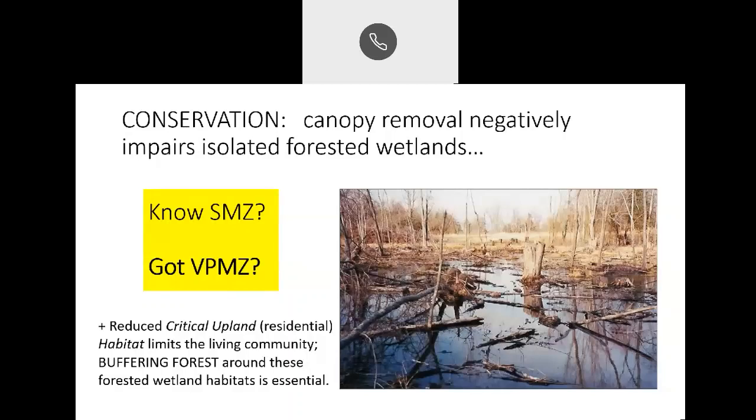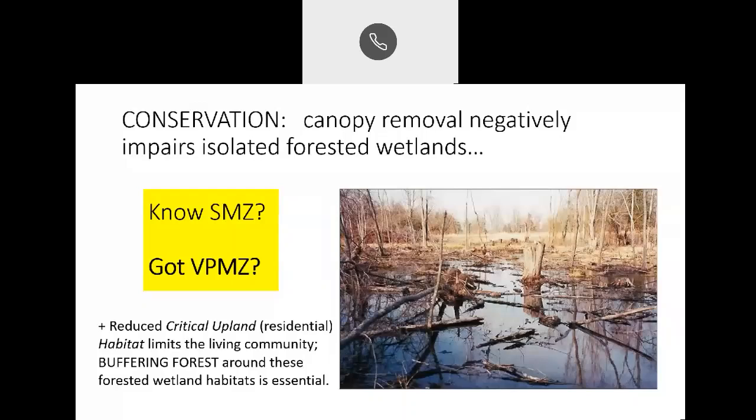I am forever preaching about a vernal pool management zone, because preserving the critical upland habitat around these wetlands is really preserving the residential habitat of the living community, especially the amphibians which reproduce in these vernal ponds. So that buffering forest surrounding them is absolutely essential to the long-term sustainability of these wetlands.